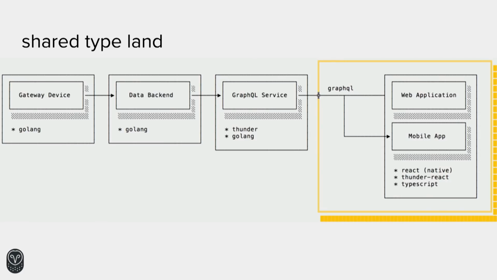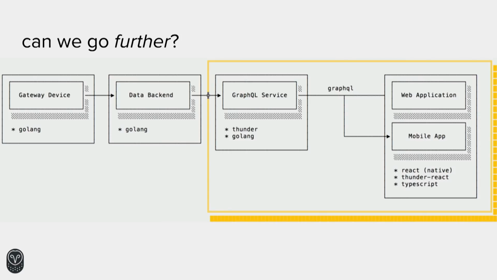And so if we look at shared type land again, we can expand our borders a little bit, and now we've also encapsulated the GraphQL service. And so anything that you might express inside of the Go code, you can also express inside of the TypeScript environment as well. And so the last question we might ask is, can we go even further? There's these two stragglers here that we haven't quite gotten into our shared type land yet. And that's the gateway hardware device itself, and maybe some of our data processing backend services.